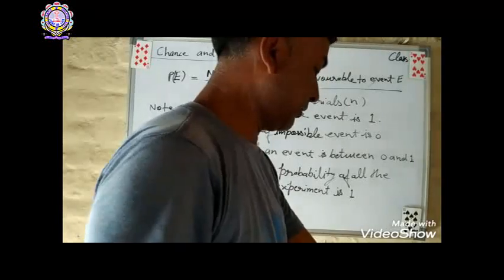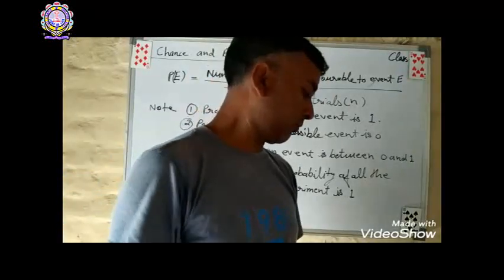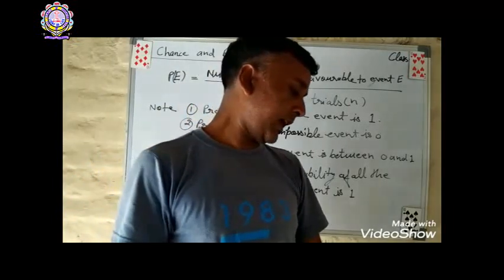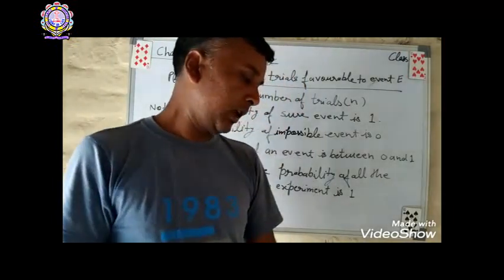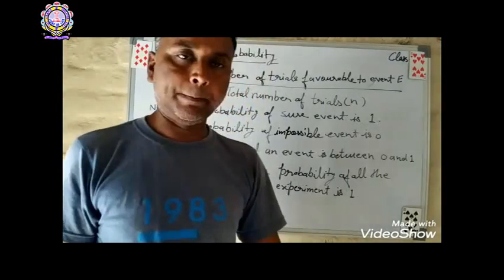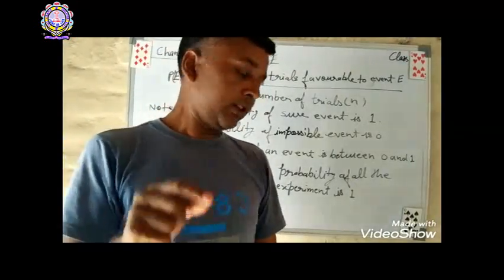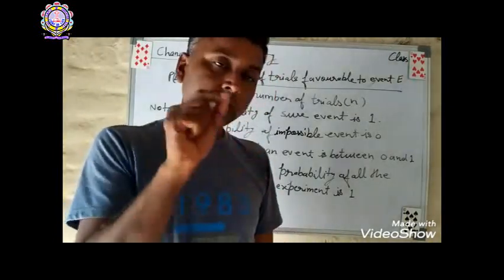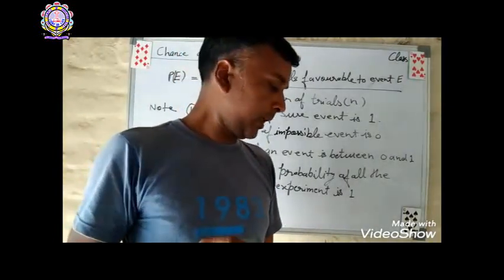Exercise 3.5. Classify the following events as certain to happen, impossible to happen, may or may not happen. So just note the question; I read the question and you just answer.